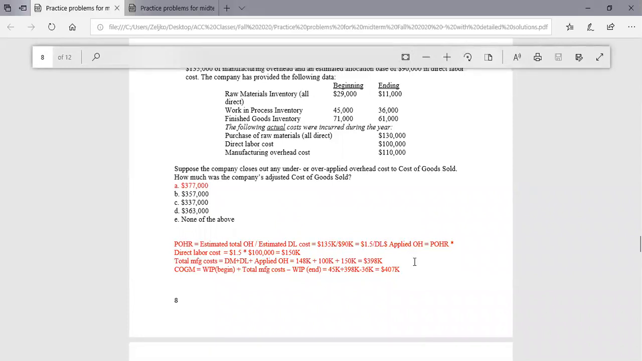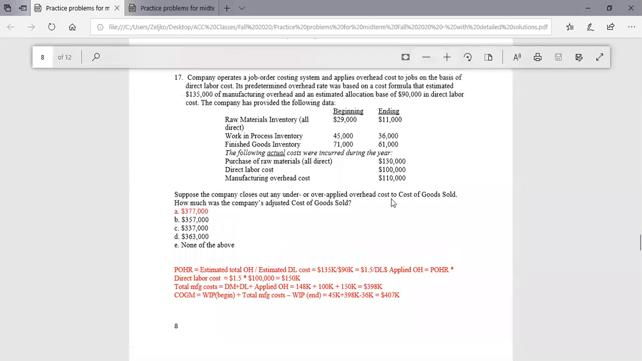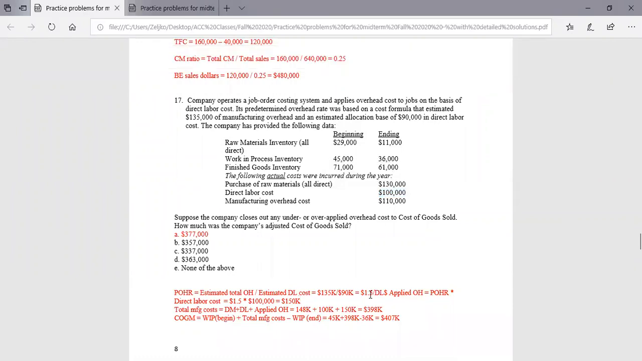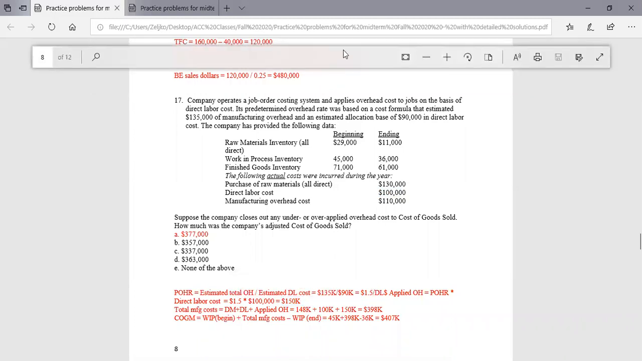We will now apply this POHR, on the second line, to applied overhead. We will apply it to our products by the amount they used of direct labor cost, and direct labor cost is here, 100,000. So we multiply 1.5 by 100,000 and get 150 in overhead applied. That's one thing that we need. What else do we need?